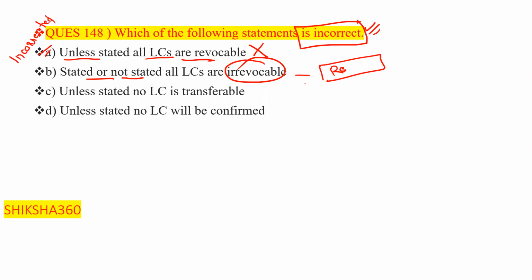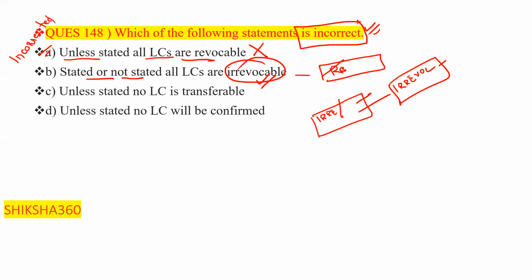Stated or not stated. If they are mentioning irrevocable or not, that LC is to be irrevocable. That is with respect to the word irrevocable, not with respect to the revocable. If they are specifically mentioned that it is irrevocable, that is a different thing.